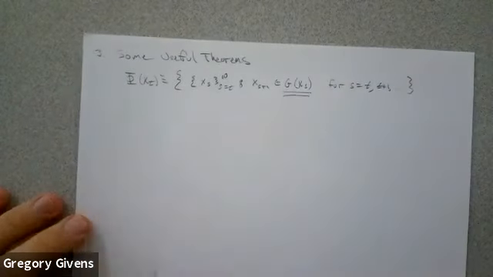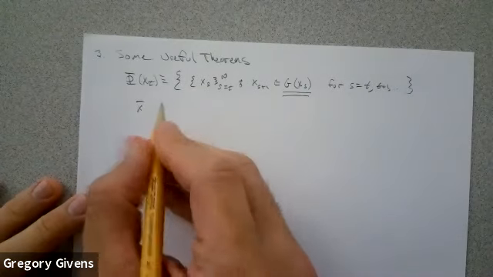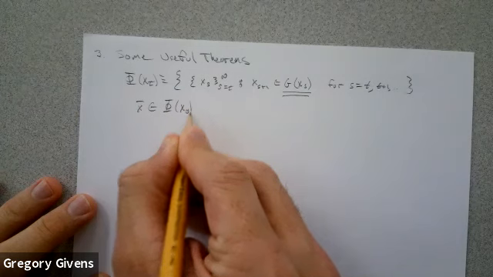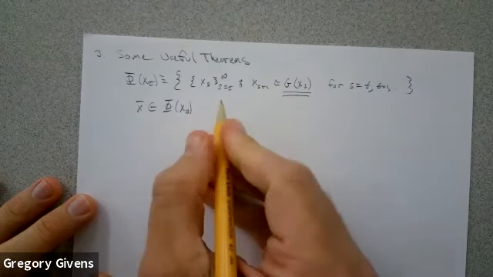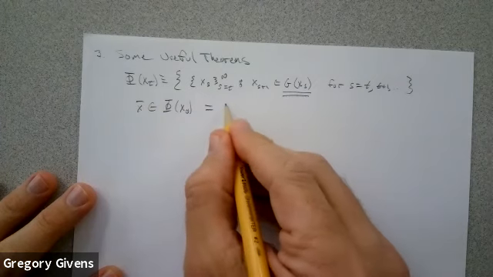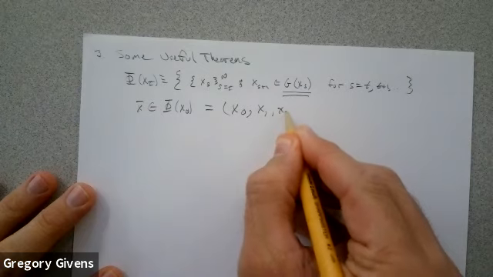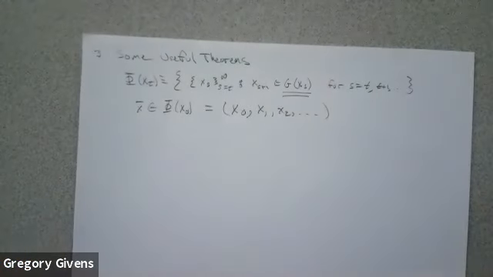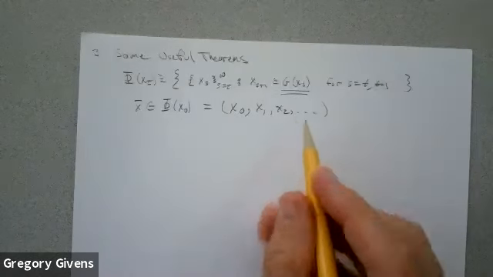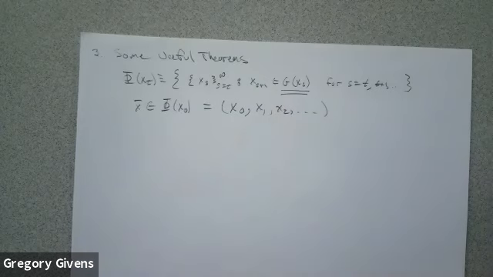So for example, a typical element, let's say x bar in phi of x_0, is going to be a countably infinite element that looks like the following: x_0, which is given, x_1, x_2, and so on, where each of these x's is feasible. That is, it lives inside of the constraint correspondence defined by the previous value of x.